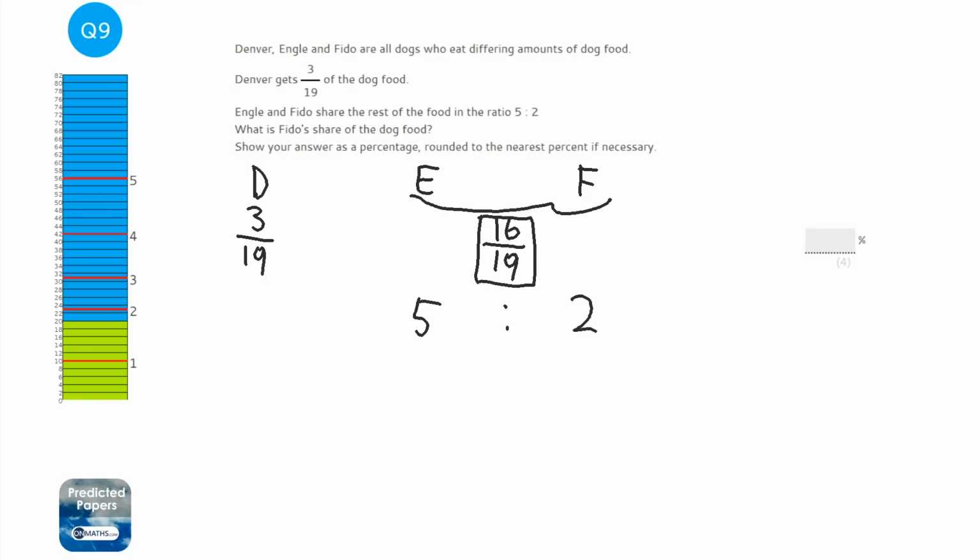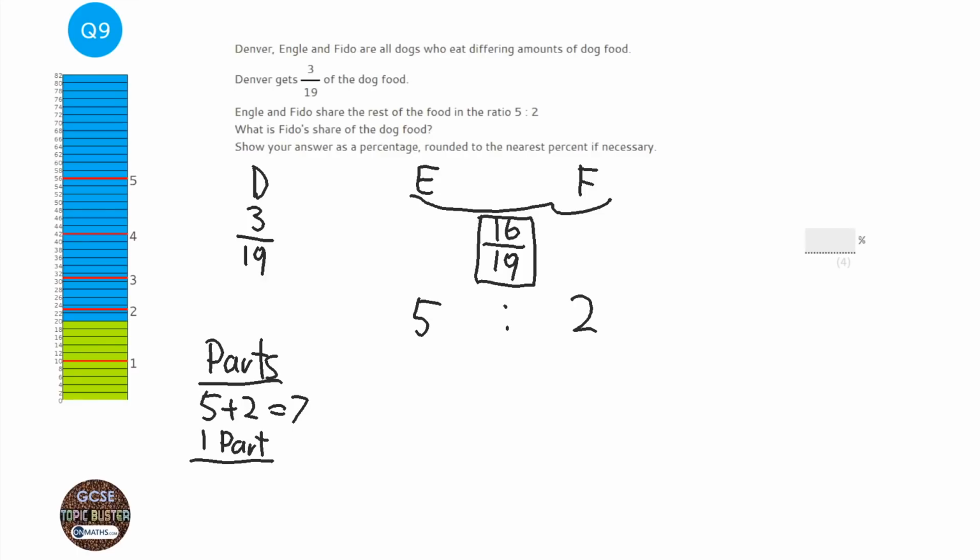So in total, the amount of parts they have is 5 plus 2, which is 7. So there's 7 parts altogether. Okay, and each part, so one part is going to be worth, well, as a fraction, it's 16 over 19 divided by 7. So 16 over 19 on the calculator divided by 7, which gives us 16 over 133. So that's the fraction of each part.